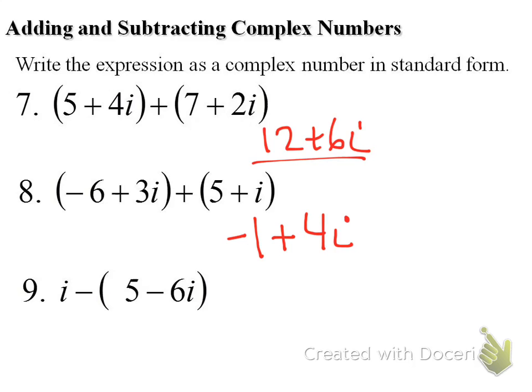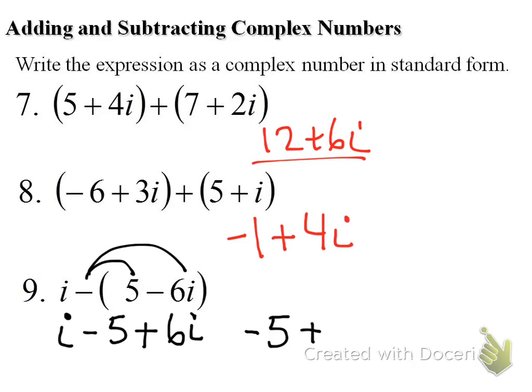Number 9 is not going to be so easy because here we do have to distribute. So I have to distribute that negative 1. So this would be I minus 5 plus 6i. So what would I end up with? Very good. I'm going to write the real number part in the front and the 7i in the back. If you put the 7i in the front minus 5, that's fine as well. I just typically put the real number part and then the imaginary part. What are your questions on this?